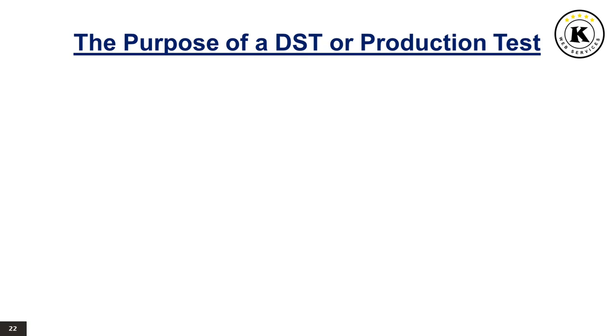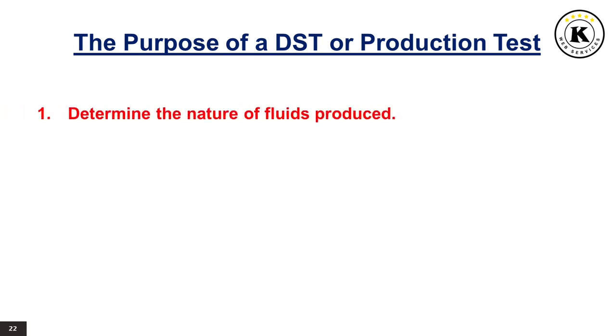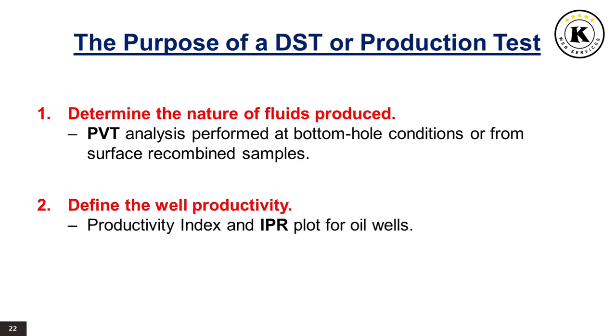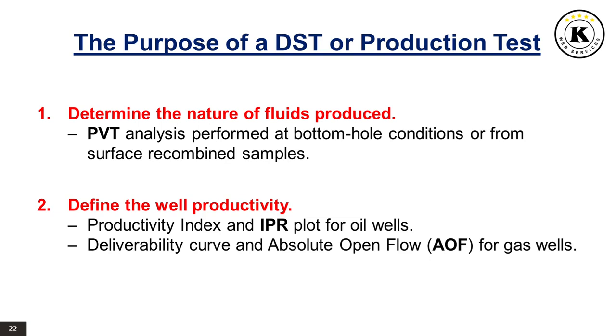The purpose of a DST or production test. 1. Determine the nature of fluids produced. PVT analysis are performed at bottom hole conditions or from surface recombined samples. 2. Define the well productivity. Productivity index and IPR plot for oil wells, or deliverability curve and absolute open flow, AOF, for gas wells.